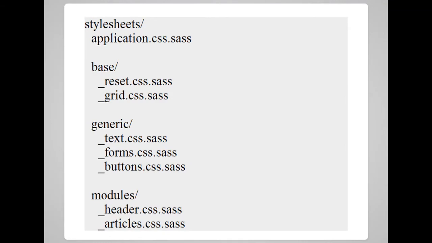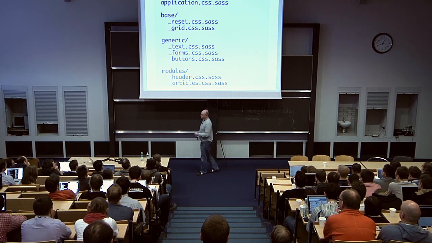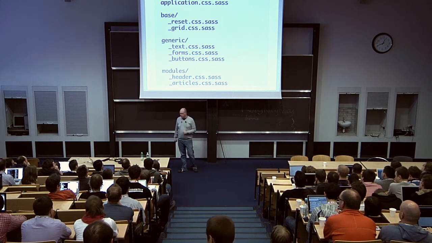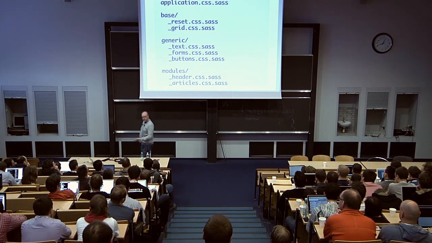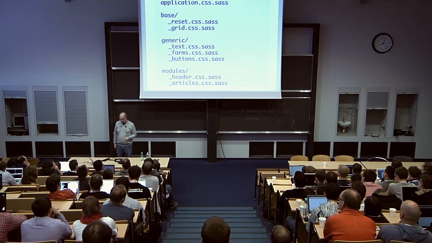So this could be my structure. I have my application.css.sass. In there I have my base stuff, which is my resets, my grids, my layout defined in there. Then I have a folder with my generic stuff: text styling that's used all through the document, form styling, buttons, for instance, as shown earlier. And I have my modules like header, article, etc.